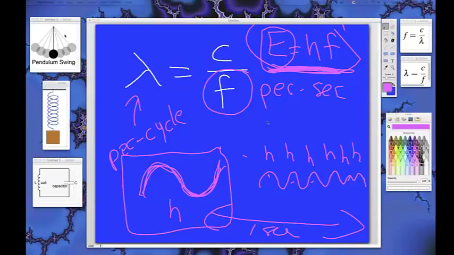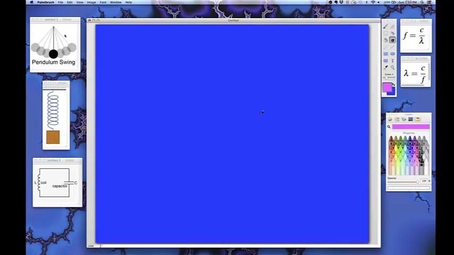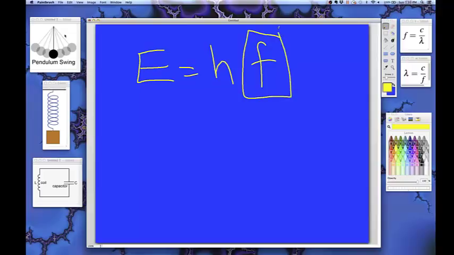So here's where it gets interesting. I'm going to erase this. And here's where quantum mechanics gets a little confusing, because sometimes they write equations in the domain of per second, like this one, E equals hf, in terms of frequency, and sometimes they write their equations in terms of wavelength, like the de Broglie expression, which is momentum equals h over lambda.